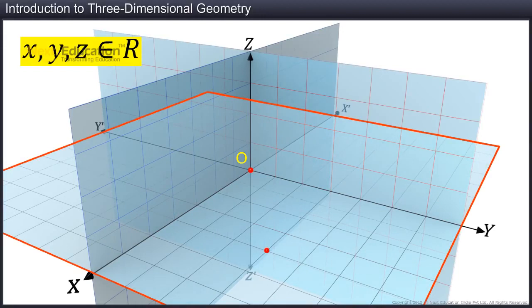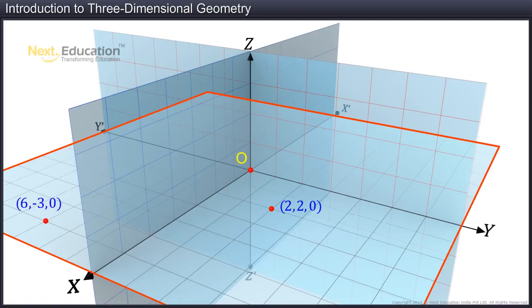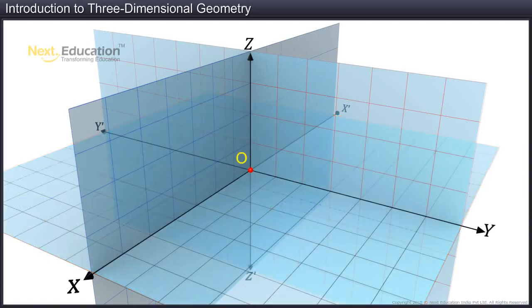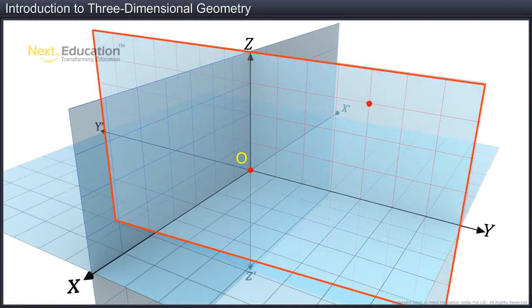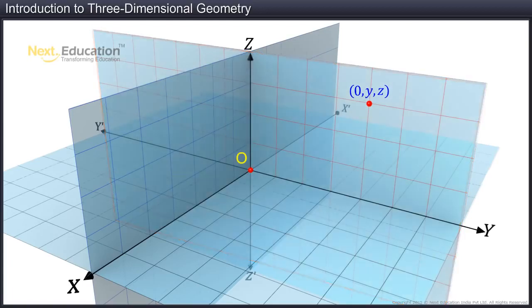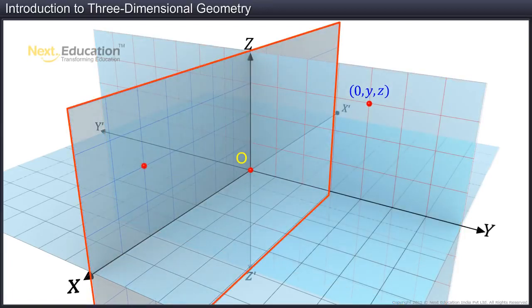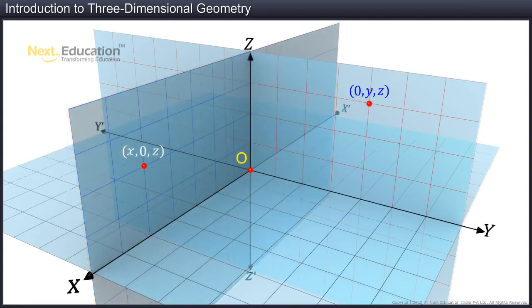Any point on the xy plane will be of the form x, y, 0. Shown here are some points on the xy plane. Any point on the yz plane will be of the form 0, y, z, and a point on the zx plane will be of the form x, 0, z. Here the letters x, y and z belong to the set of real numbers.